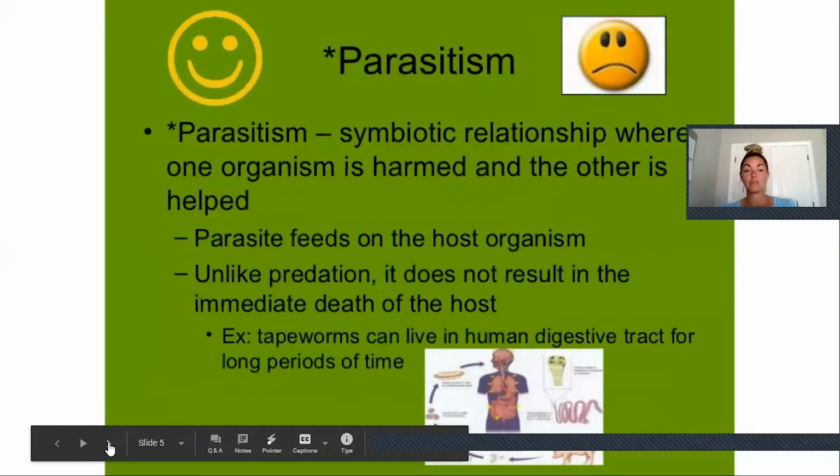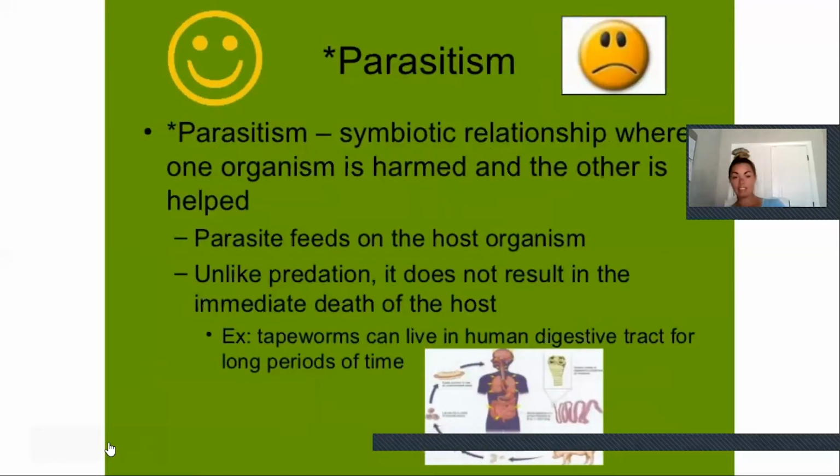So parasitism is a symbiotic relationship where the organism is harmed and the other is helped. So this is not a very healthy relationship either, is it? We have a parasite that feeds on the host organism. And then unlike predation, it does not result in the immediate death of the host, but it can sure make you sick and hurt you. So an example would be like a tapeworm would live inside the human digestive tract for a long period of time and definitely make you sick. So that is not a win-win situation.